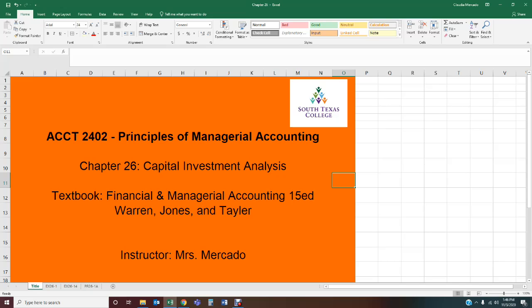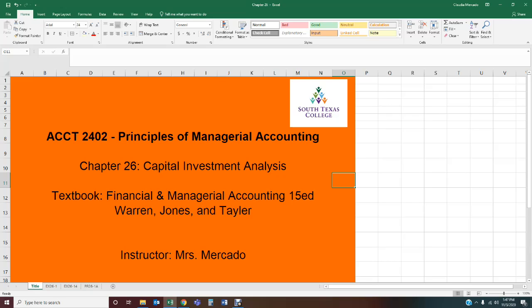Now this last problem that I'm covering, which is problem 26-1A, is very important because you are going to have something similar to this on your exam. So it's very important that you pay close attention and that you understand what I'm doing so you can get it right on your homework, practice, and then master it on your upcoming exam.